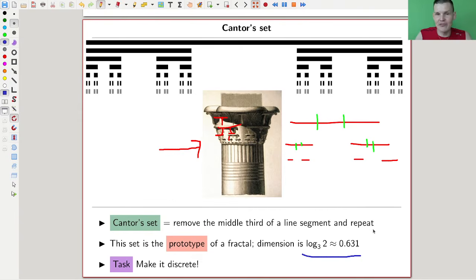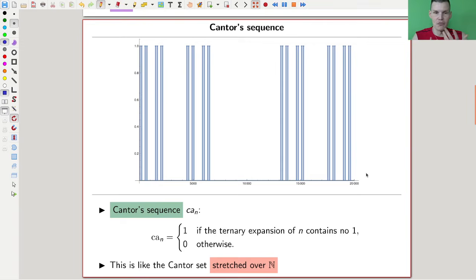Anyway, let's make it discrete, because I don't like analysis. Analysis doesn't like me, or maybe neither, I can't tell. But discrete is usually much nicer, more beautiful and more adaptable to the human brain. So I make a nice type of sequence, which is called the Cantor sequence. It works as follows. It really just stretches out the Cantor set over the natural numbers, as you can kind of see in this plot.